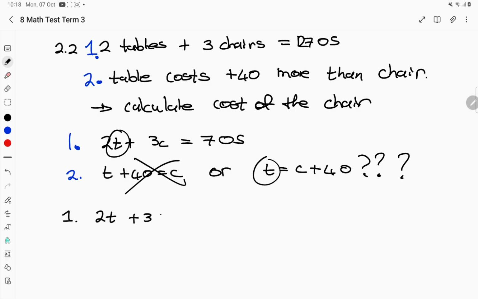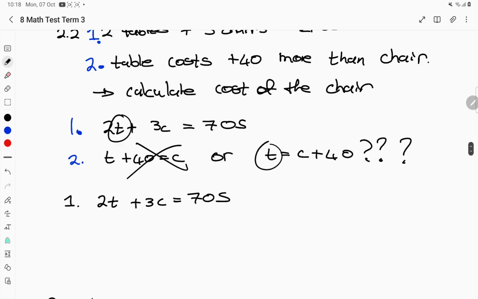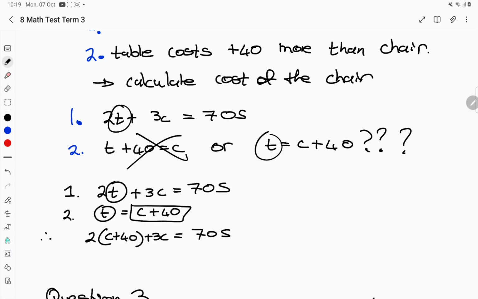So 2T plus 3C equals 705. 2 tables and 3 chairs is equal to 705 Rand. And the second thing is that we know a table is equal to whatever a chair is, but 40 Rand more than that. So we substitute in, we replace that T with that C plus 40. So then we say therefore 2(C plus 40) plus 3C equals 705. So this T, which is over here, is replaced with that over there. So that will be replaced as a bracket.